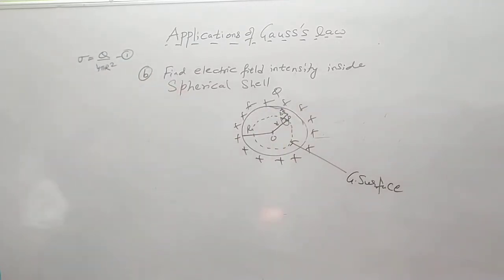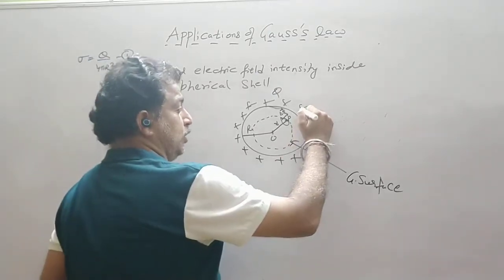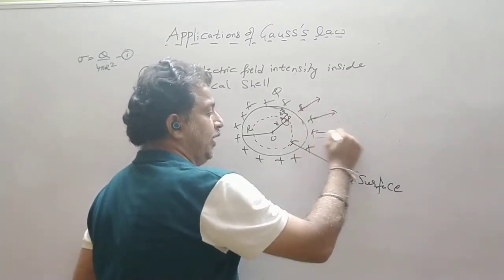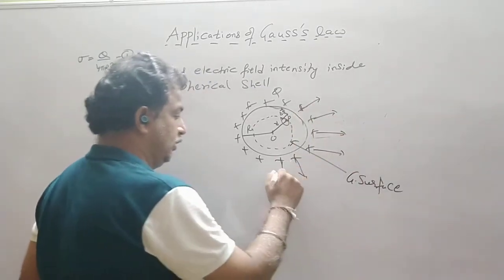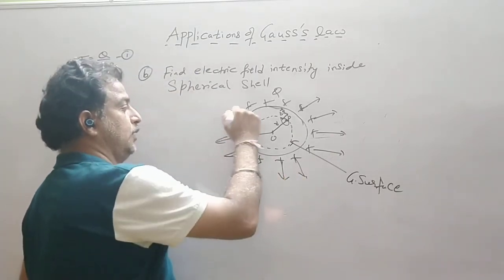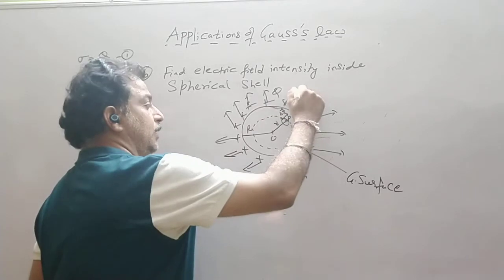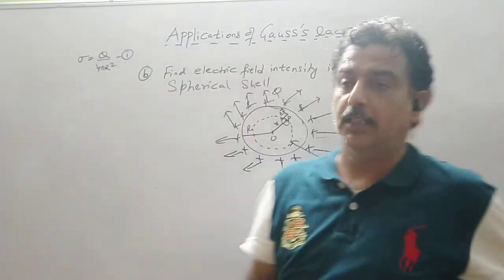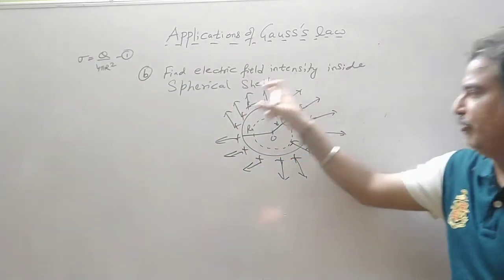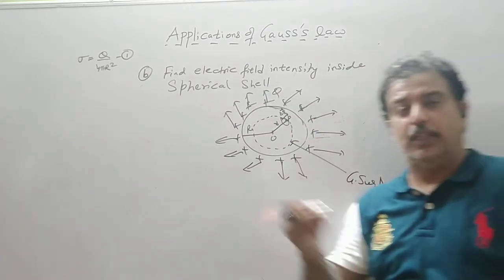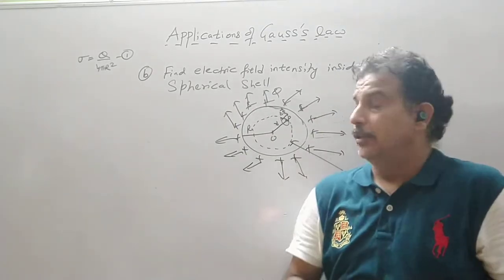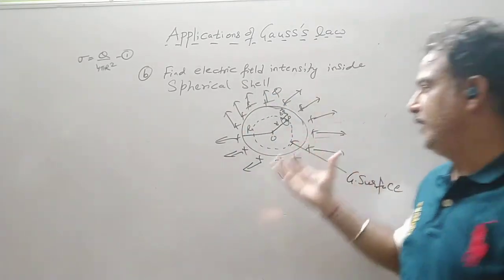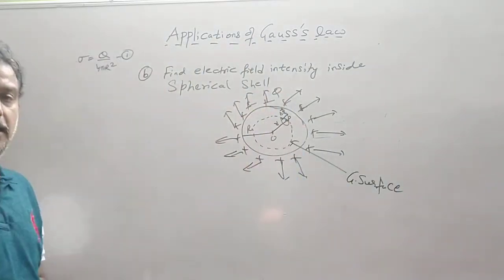Now electric field intensity: because the charge is uniformly distributed over the surface, the field lines will be radially outward. So there is no field line passing through this Gaussian surface or Gaussian element. By common sense also it is clear that you are inside the spherical shell and none of these field lines will pass through this Gaussian surface. So the electric field intensity inside the spherical shell should be 0. But let us apply the Gauss law and see whether this electric field intensity is 0 or not.